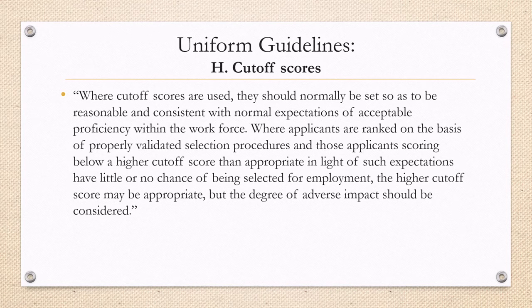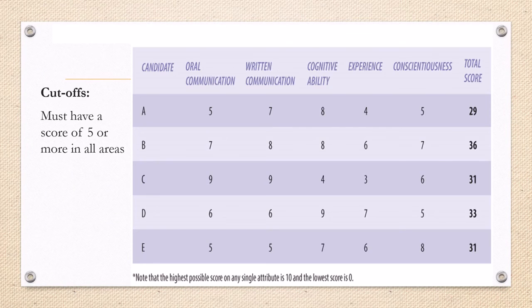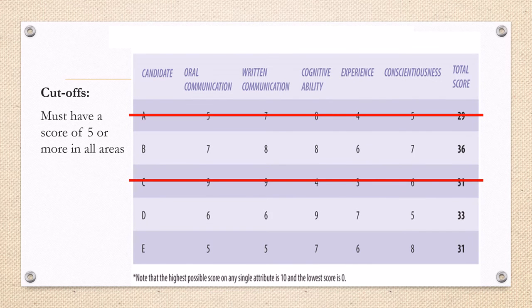So the uniform guidelines give us some information on cutoff scores. Where cutoff scores are used, they should normally be set to be reasonable and consistent with normal expectations of acceptable proficiency within the workplace. So if we look back at our examples here, and we say we have a cutoff score of 5, anyone must have a score of 5 or more in all areas. We can eliminate the candidates that have not received a 5.